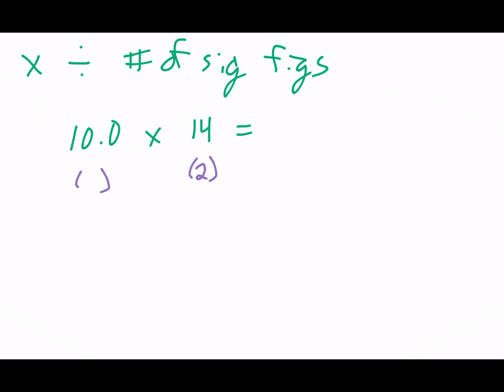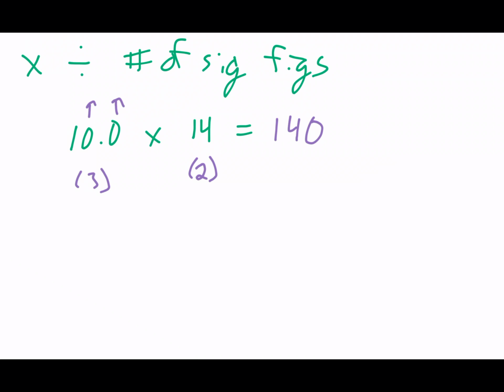10.0. Why would someone put that 0.0 there? It doesn't mean anything. So it must be important. So therefore 10.0 actually has 3 sig figs. The 1 is a non-zero number. This 0 here is a trapped and this 0 here is a trailer. So this has 3. So if you do your math, you take 10.0 times 14, you would get 140.